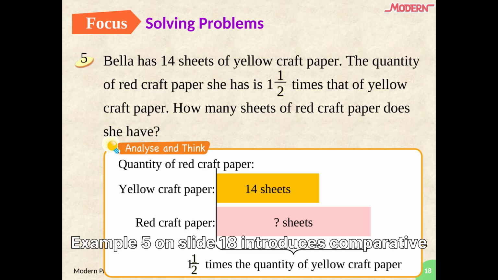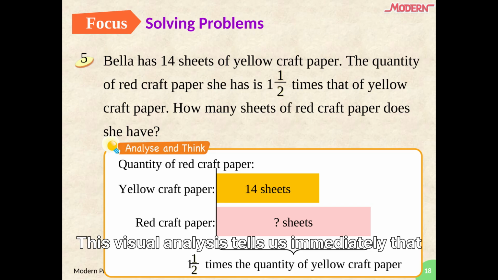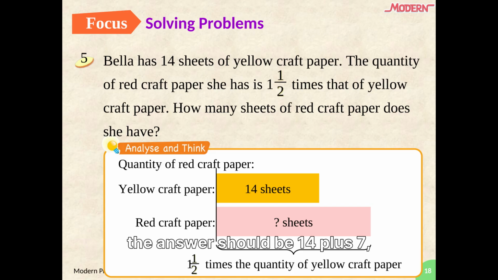Example 5 on slide 18 introduces comparative quantities. Bella has 14 yellow sheets, and her red sheets are 1 and 1/2 times that amount. This is a ratio problem. Look at the bar model. It shows the red quantity is the original 14 plus an extra half of 14. This visual analysis tells us immediately that the answer should be 14 plus 7, which is 21.